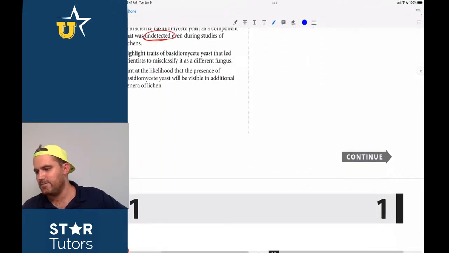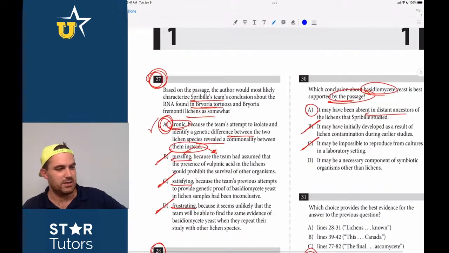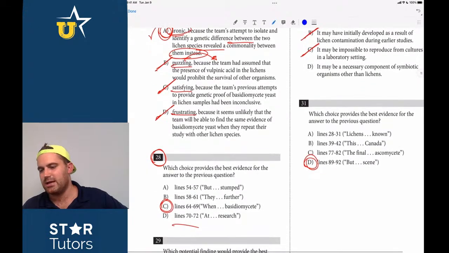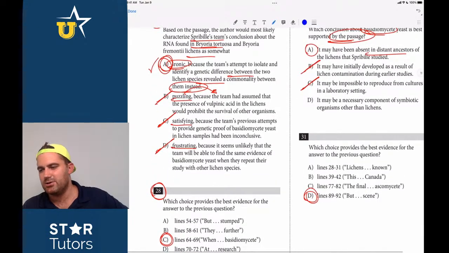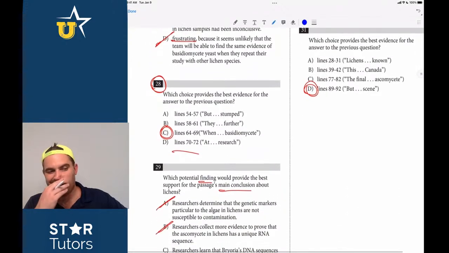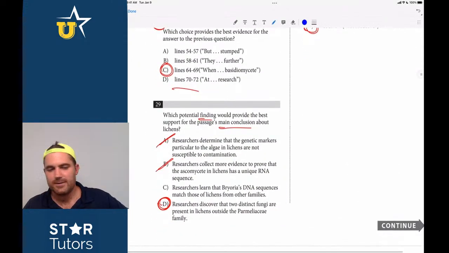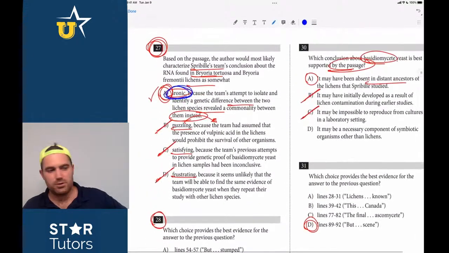25 was A. Felt good about that one because I ended up seeing that it was yeast. 26 was D. 27 was A. 28 was C. That one ended up being easier than I thought because of that word ironic. I tried to eliminate based on those tone words before I got worried about what they were saying. 29 was D. 30 was A.